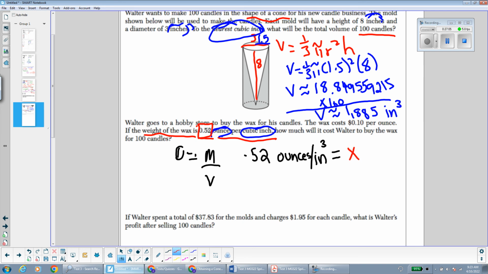We don't know what the mass is. We need to find that, so that way we can find the cost afterwards. But we just found in the last part that the volume was approximately 1,885 inches cubed. You can use the rounded value in part 2 because part 1 asked you to round it. So in the numerator and the denominator, we have inches cubed, so that cancels out. And we are left with our unit being ounces, which makes sense because that's the mass unit and we are finding the mass. We can cross multiply.